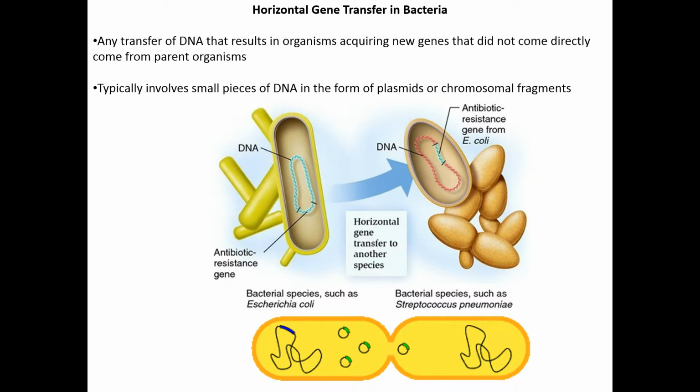Here in this little short animation, you're seeing the exchange of plasmid DNA into this Streptococcus pneumoniae bacterial cell. You're seeing horizontal gene transfer from one bacterial cell to another. Notice here you have E. coli, and the other one's Streptococcus, two different genera of bacteria, but you have horizontal gene transfer.